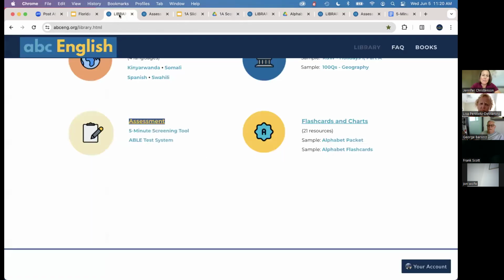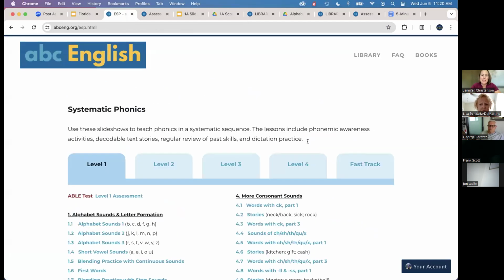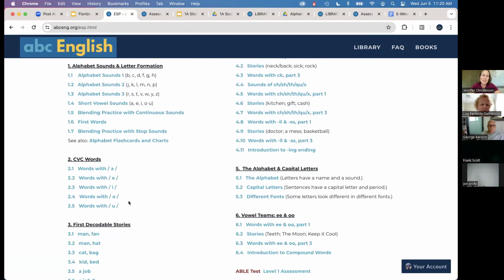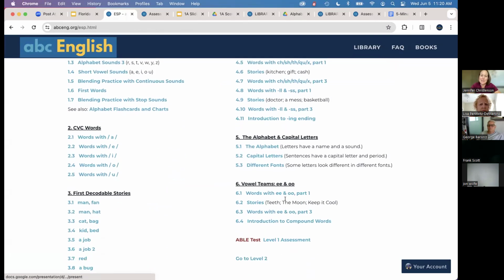So the level one phonics slideshows are here in this category at the top. You'll see level one, level two, level three, and level four. The level one slideshows cover things like consonant sounds and short vowel sounds and sounding out a one syllable word and learning about CH, SH, TH. And then obviously if the assessment shows that the student knows all of those things, you'd move on to the level two assessment and lessons.